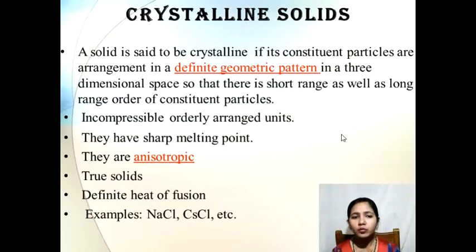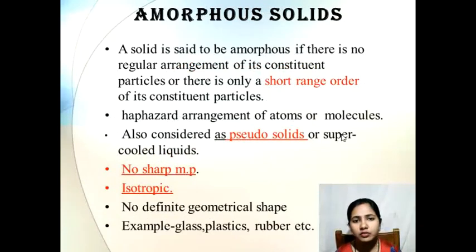So overall, the most important point here is that a solid is said to be crystalline when there is a definite geometrical pattern of the arrangement of the constituent particles. They are called long range order because the same pattern is repeated over and over again in the entire crystal. They have a sharp melting point, they are anisotropic, and they are called true solids.